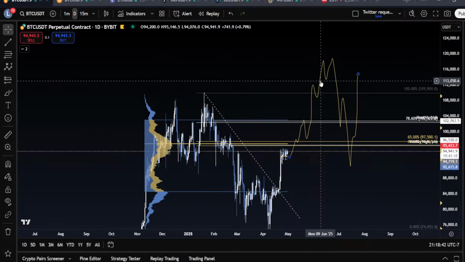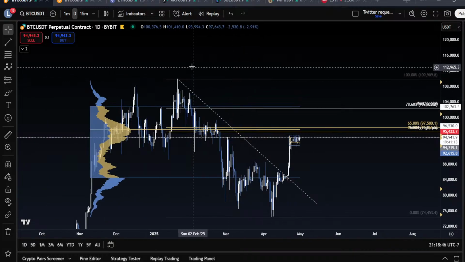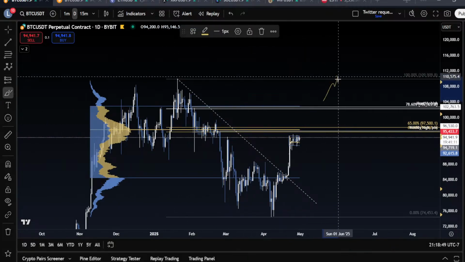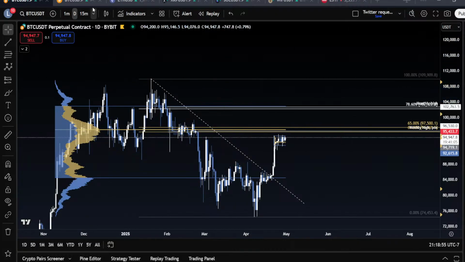But that's not really... I mean, we either do or we don't. You're not really surprised to see it. It just depends, I guess. If price just grinds up and breaks out, then it does.